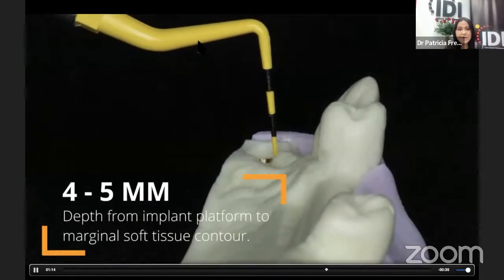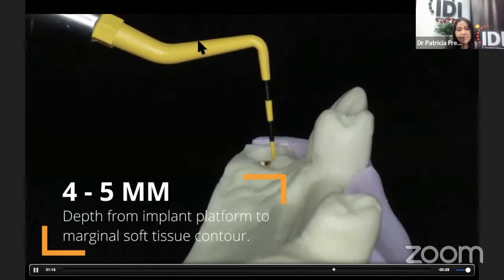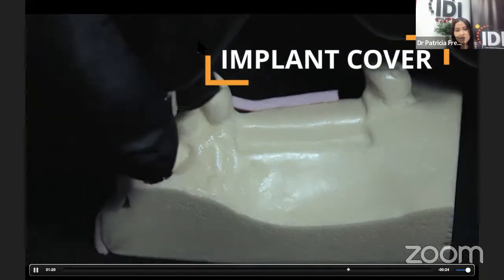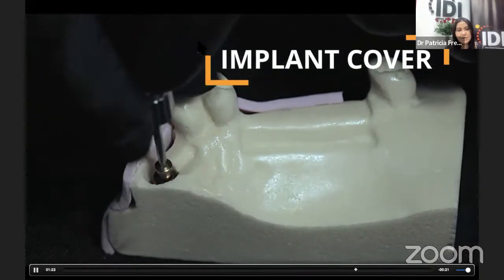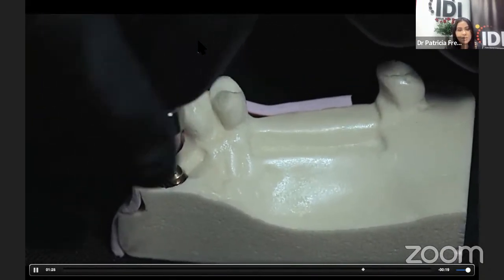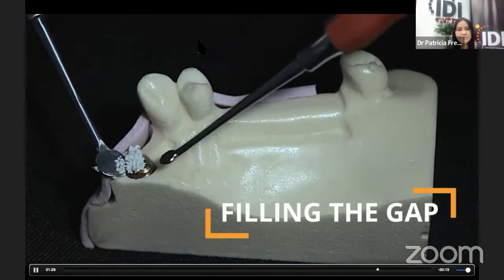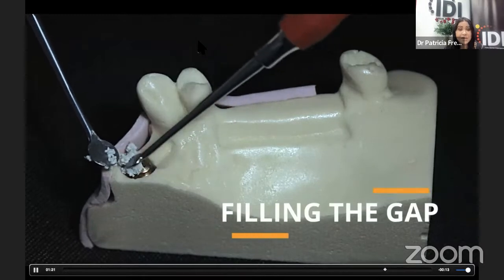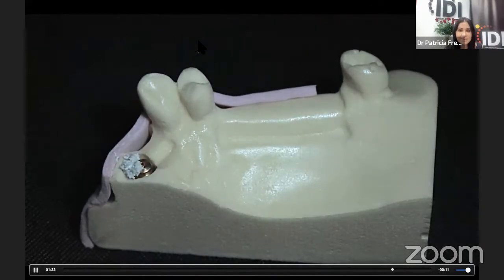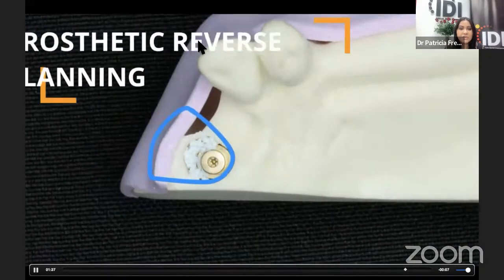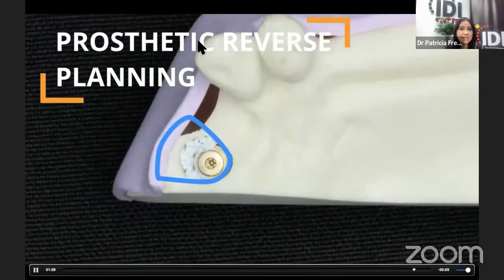Now going deeper and measuring the depth from the implant platform to the marginal contour. I always have to use the cover screw before filling the gap. This is synthetic material, hydroxyapatite. I love to work filling the gap with this hydroxyapatite, and this is very important.